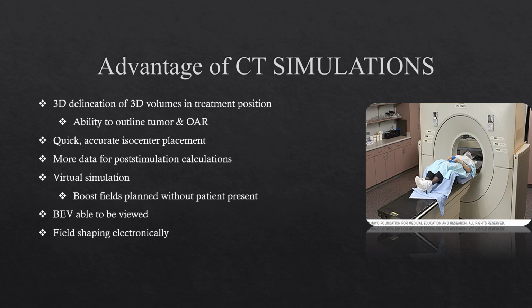We start with the 3D delineation of the 3D volumes in treatment position, the ability to outline the tumor or organ at risk, or OAR. Quick, accurate isocenter placement. I'm going to explain each one in the next slides too. More data for post-simulation calculation, virtual simulation, boost field planned without the patient present, BEV able to be viewed, and field shaping electronically. Before, they used a block that had to be shaped and put on the linear accelerator. Now they don't do that. They just change the shape on the computers.